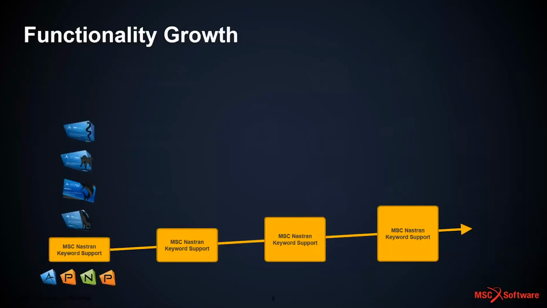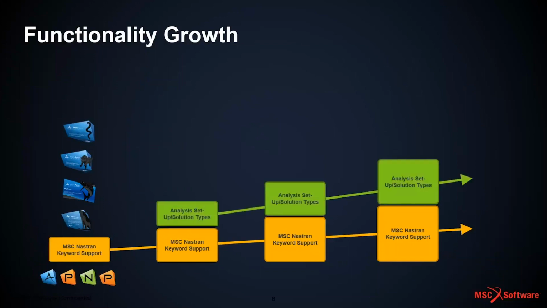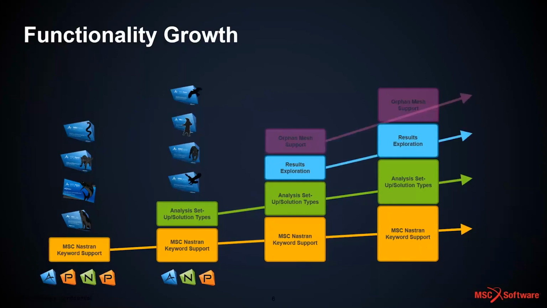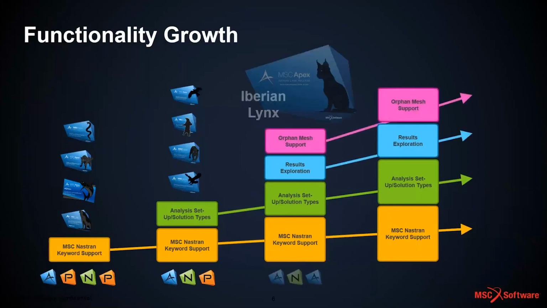So, as you see here, right from the beginning, we have been adding the Nastran keyword support, and it will continue to add over the period of time. In the early releases, even though we had a few keywords, it was an Apex-Nastran workflow, whereas today in Iberian Lynx, we are proposing it to be supporting an Apex-Nastran-Apex workflow that encompasses two major ingredients.